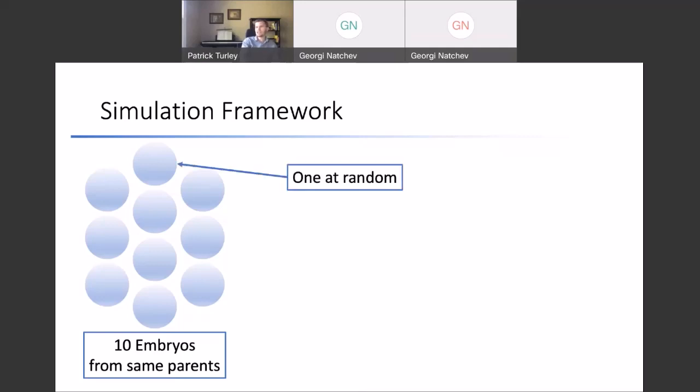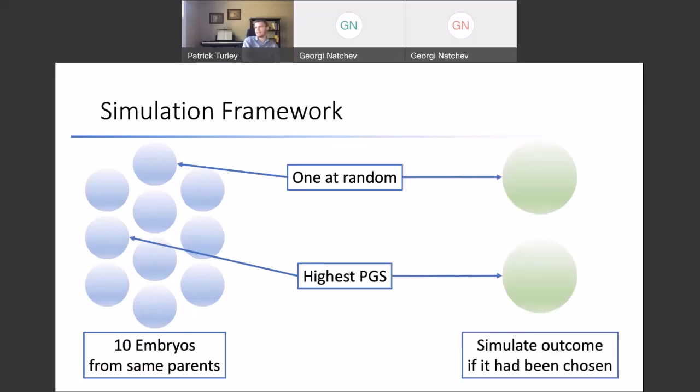And in the simulation, we said, okay, let's pretend that they choose one of these embryos at random, which is maybe based on current practices. If you have 10 embryos that seem equally viable, then I think current practice is to effectively choose at random. But then we also could identify in our simulation the embryo who has the highest polygenic score for whatever disease that we're considering.